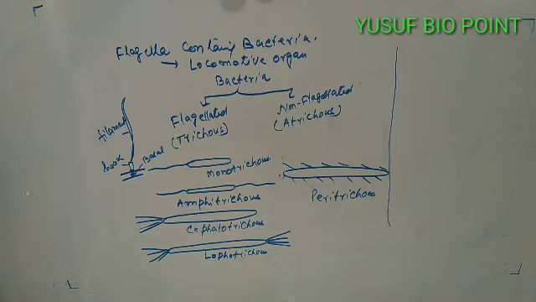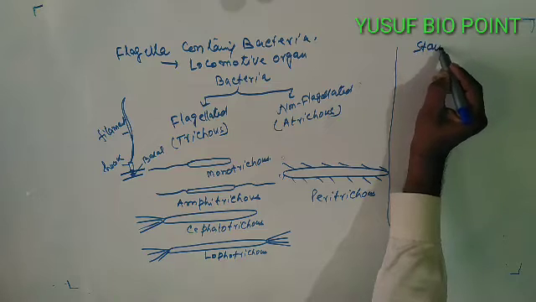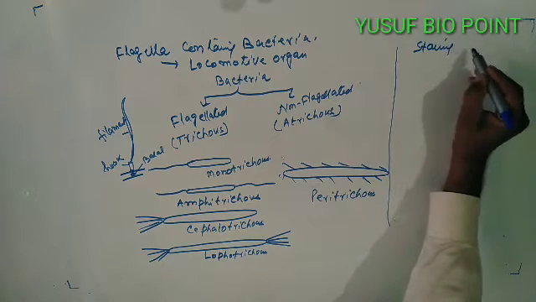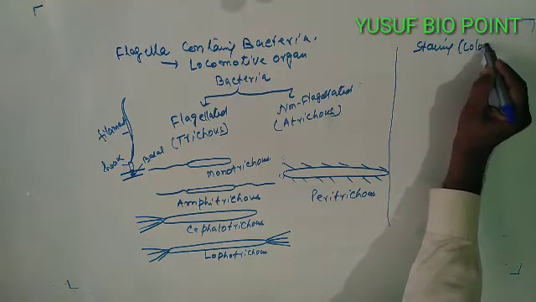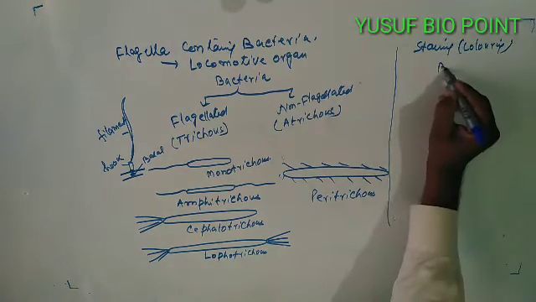Next is types on the basis of staining. On the basis of staining, meaning on the basis of coloring, bacteria is of two types.